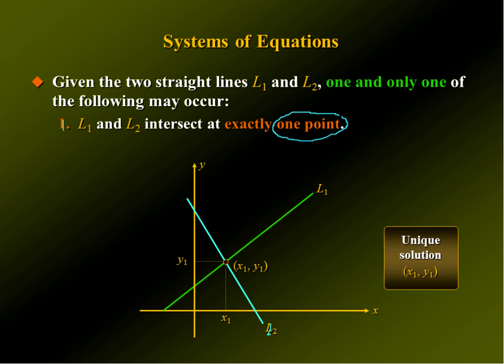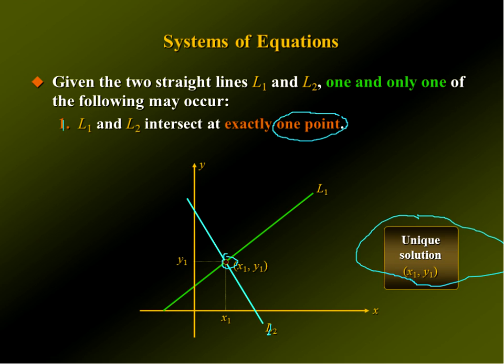If we have two lines, then there are three possibilities. The number one possibility is they cut at exactly one point. This is the point they cut. So this is the first possibility, and if it happens, then we call it a unique solution, x and y, x1, y1. So remember it: if these two lines cut at exactly one point, then we call it a unique solution of x and y.